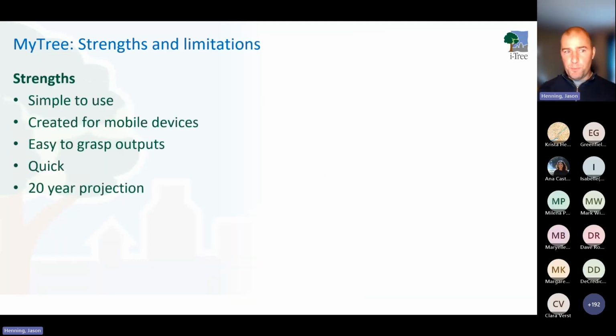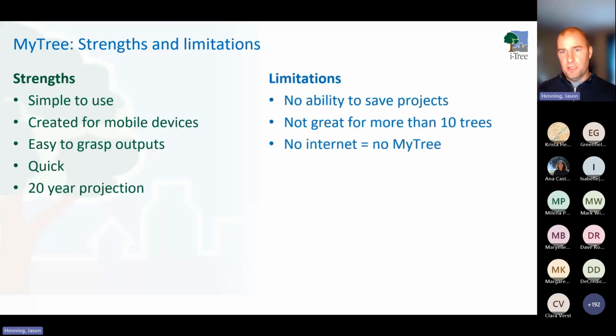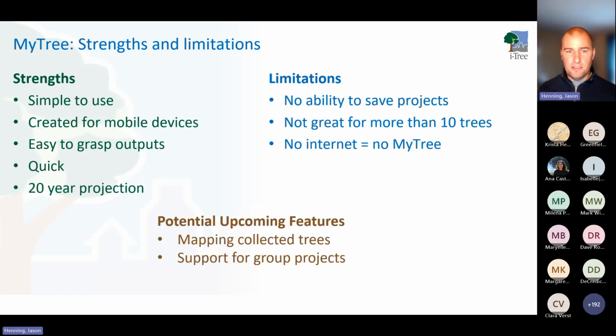So the strengths of MyTree, it's super simple to use. It's created with mobile devices in mind. So if you're going to use a mobile device, it's great for that. The outputs with that nutrition label are really easy to understand, and you can get to results in just a couple minutes. And that 20-year projection is really nice for if you're starting with small trees, showing that they have those benefits over time. Some of these limitations came up in the chat, but you can't save projects. If you start to get up over 10 or so trees, it can get a little tedious to enter those on your phone, especially since you can't save them and can't really keep them. And it does require you to have internet on your device.